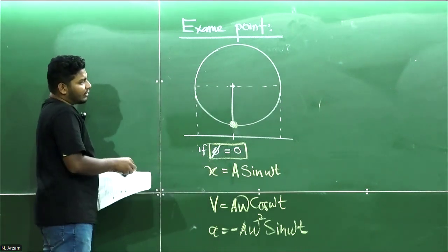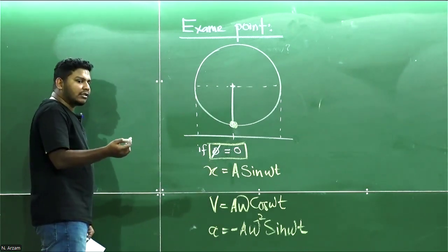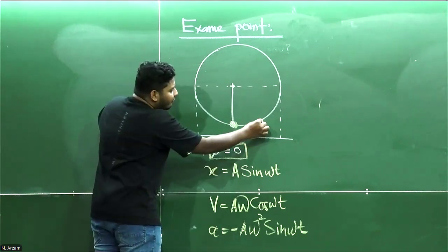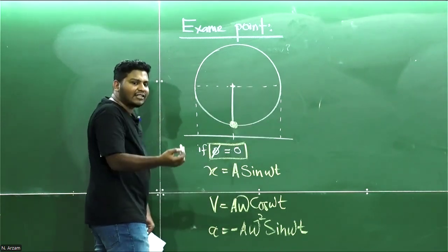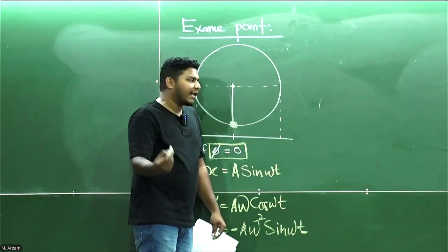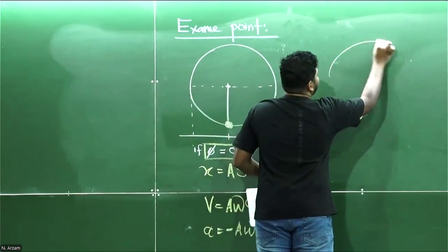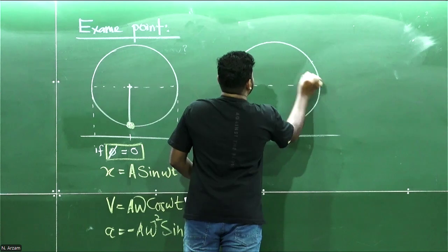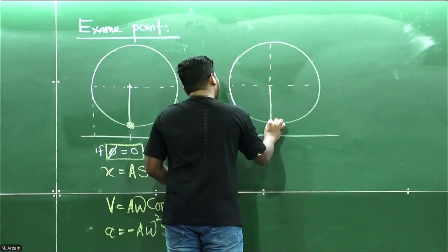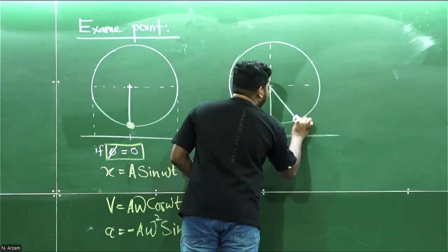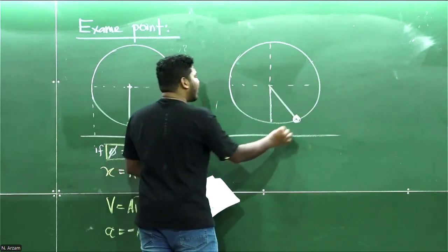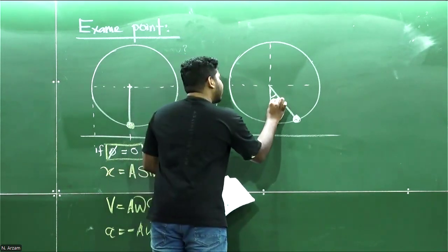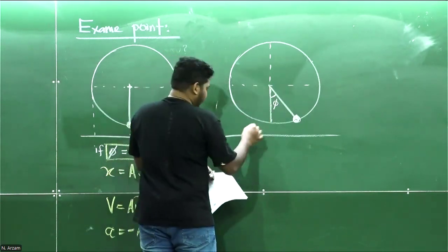Guys, there is some simple harmonic motion that can also start from elsewhere. There's no law that it has to start from here. It can start from here also, right? The motion can start from any point. Look at this one. Let's say the motion is starting from here. Let's say the phase is phi now.